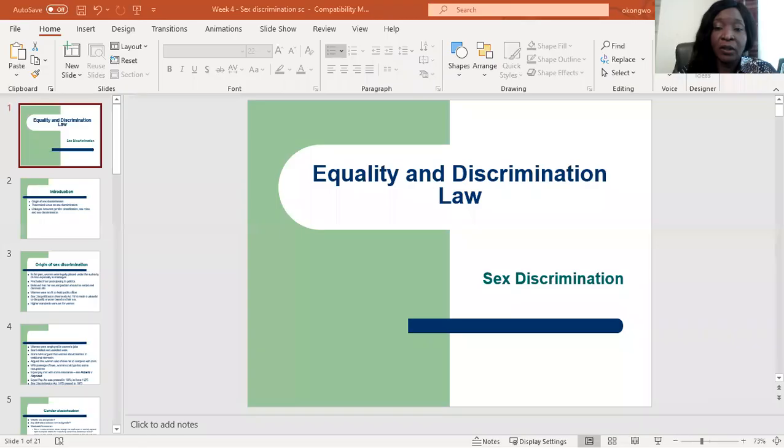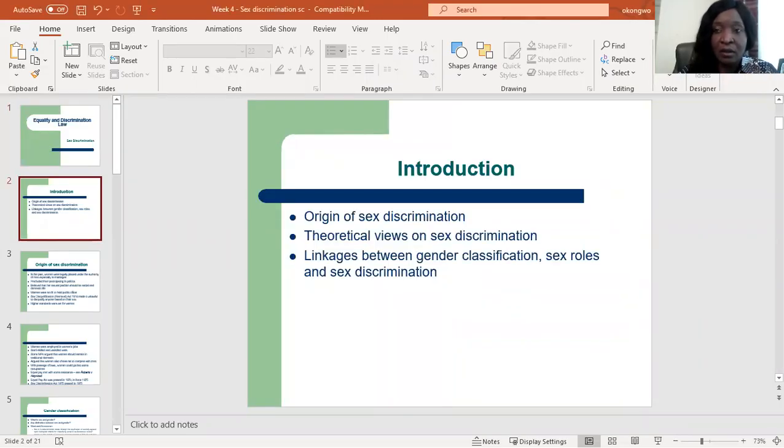Okay, so we are looking at sex discrimination, and these are the areas that we will look at today. We look at the origin of sex discrimination, theoretical views on sex discrimination, and linkages between gender classification, sex roles, and sex discrimination.